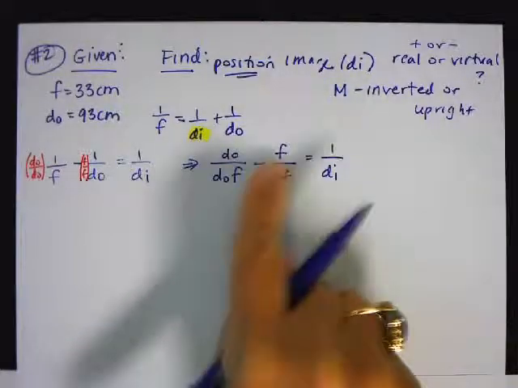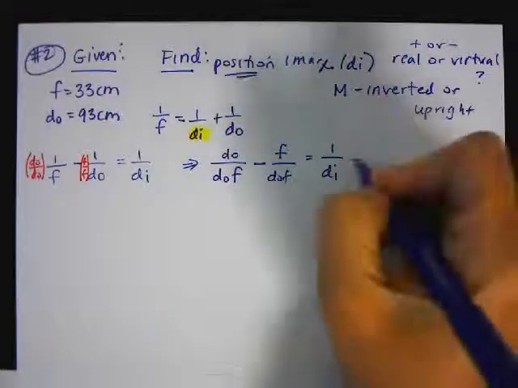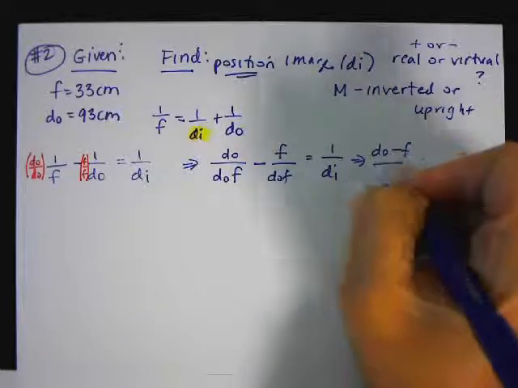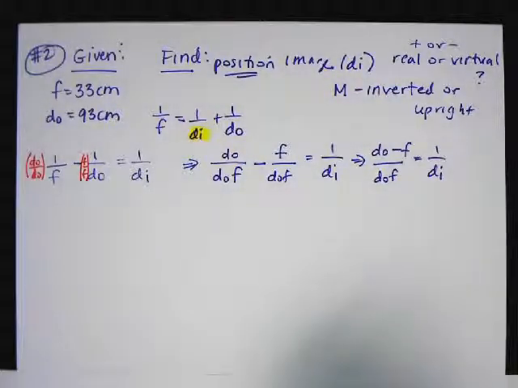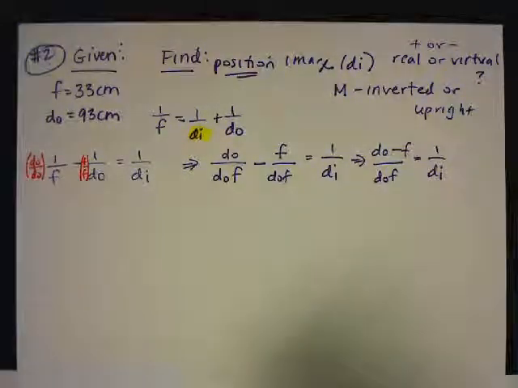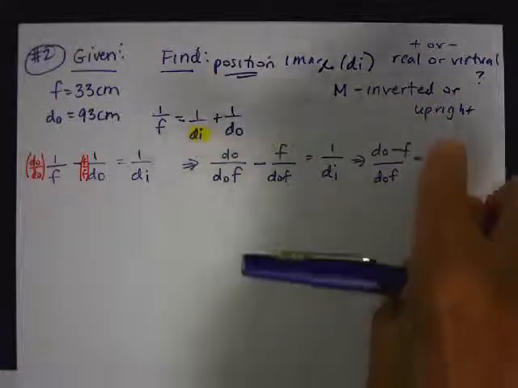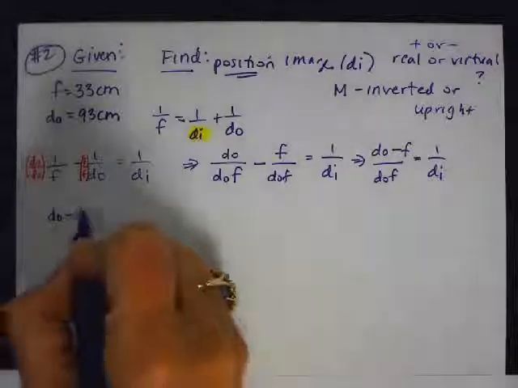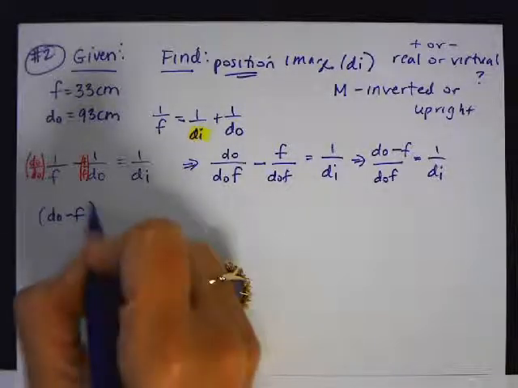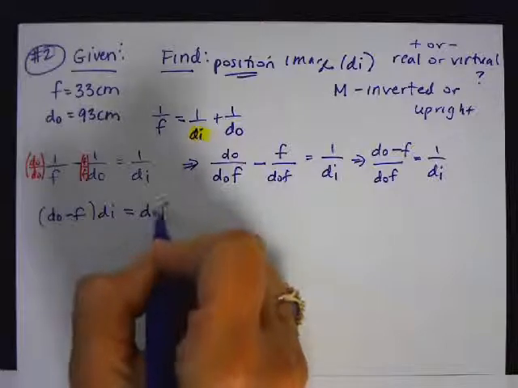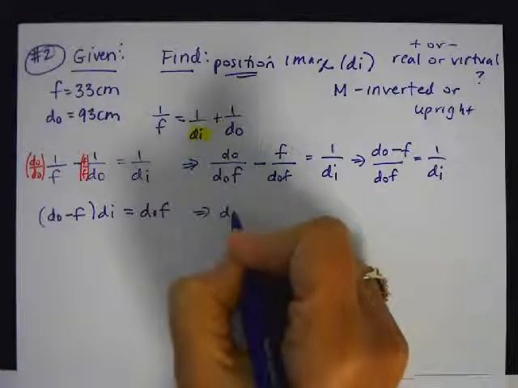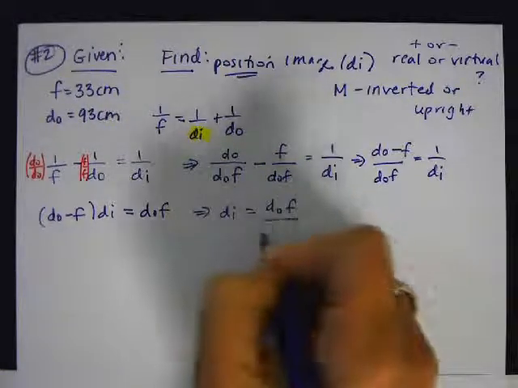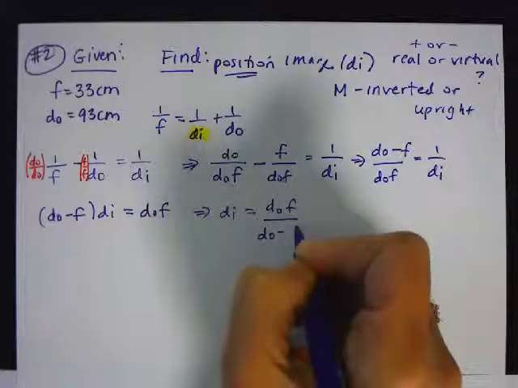Now I will do my subtraction because I have a common denominator. So DO minus F over DOF is equal to 1 over DI. Now what we learned before is whenever I have fractions, the best way to simplify, your best friend, is cross multiply. That means this times this is equal to this times that. So DO minus F times DI is equal to DOF. Since I want to solve for DI, I'll divide by this, so I end up with DI is equal to DOF divided by DO minus F.